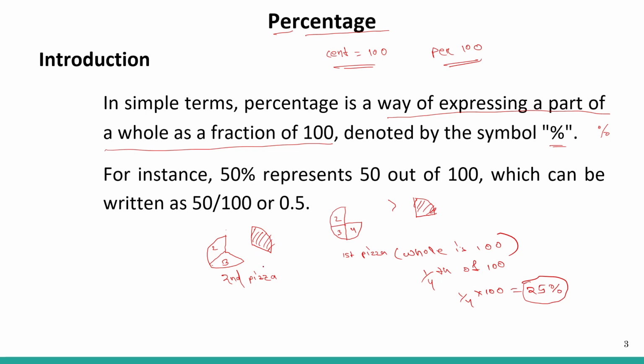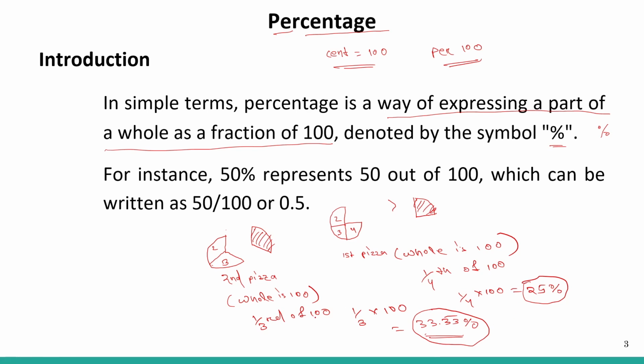Now let's see the second pizza case. In the second pizza you also got one slice, but let's consider the whole as 100. So whole is 100, right? And then what you got was 1 by 3rd of 100. So 1 by 3 multiplied by 100. So what is it? It is 33.33 recurring. So this much percentage. So what you got was 1 by 3rd of 100, if the whole was 100. So you got about 33% of the pizza.